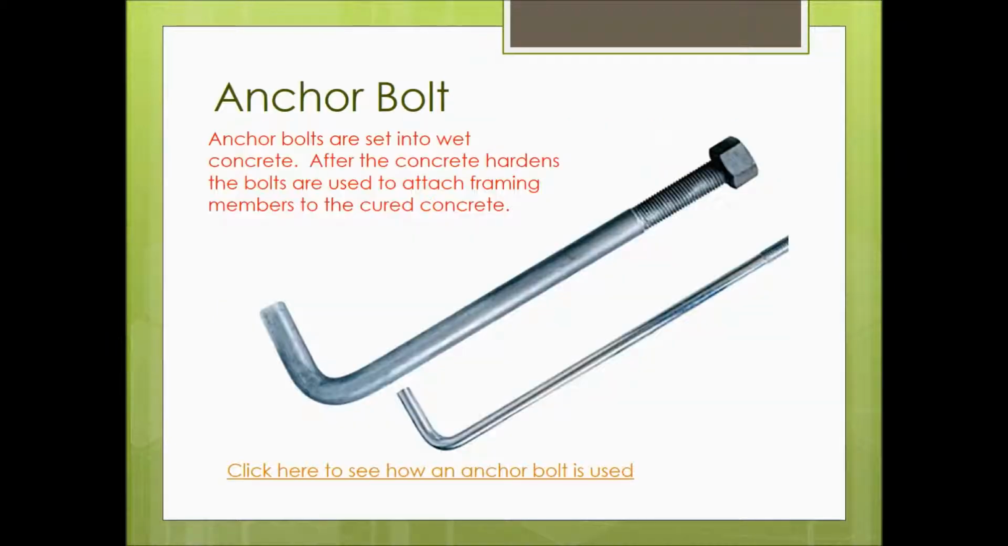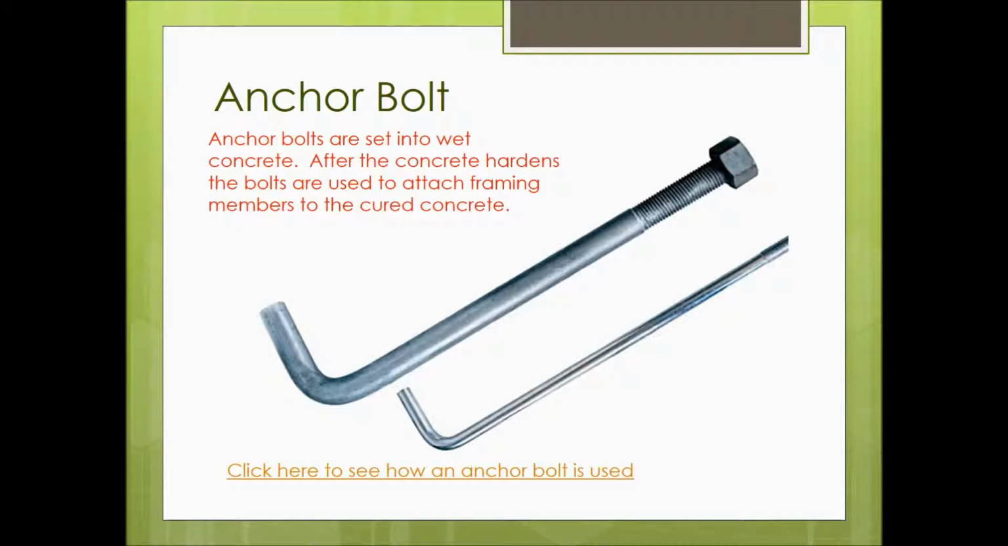This is an anchor bolt, okay, and it's sometimes called a J-bolt, but it's an anchor bolt. If we're going to fasten some lumber to concrete, we drop this J-bolt down into the wet concrete and leave that threaded part sticking up. After the concrete hardens, we can drill a hole and drop our board down on top of this J-bolt and tighten up the nut, and it'll hold it firm.